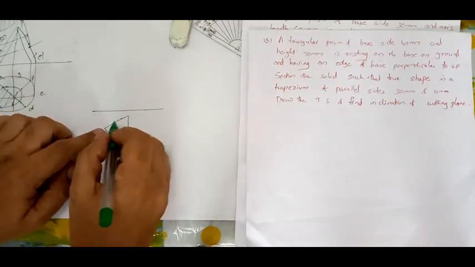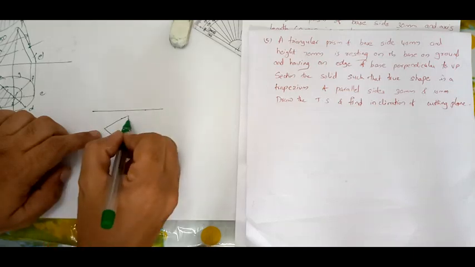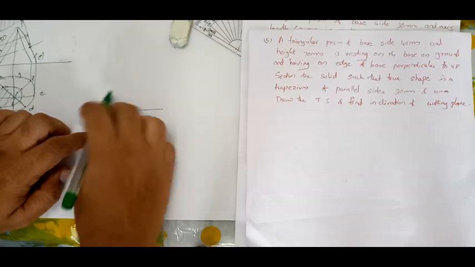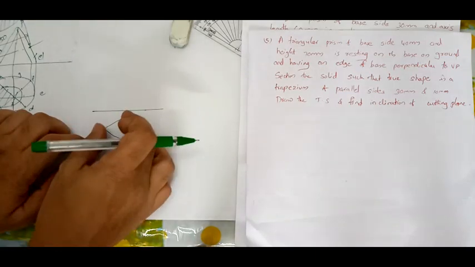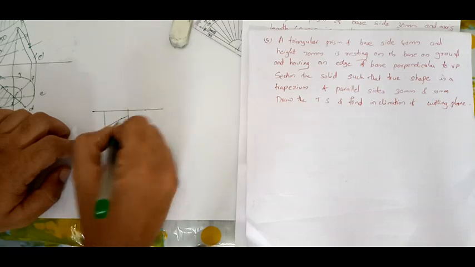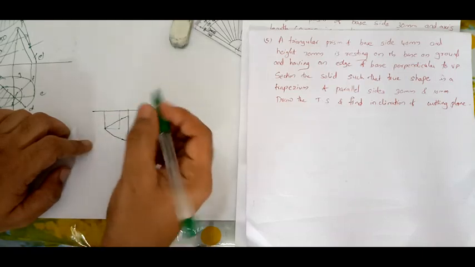Base side 40 mm, right? So take 40 mm and draw an equilateral triangle. Equilateral triangle you already know. So draw a line perpendicular to the XY line of 40 mm. Then take 40 mm on the compass, cut towards both sides, you will get an equilateral triangle. So it's a prism. If you need, you have to find the axis also.